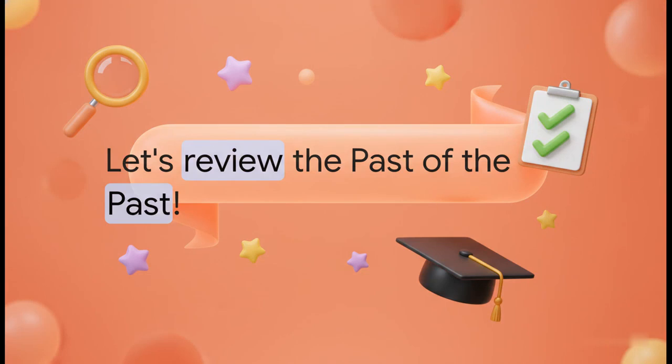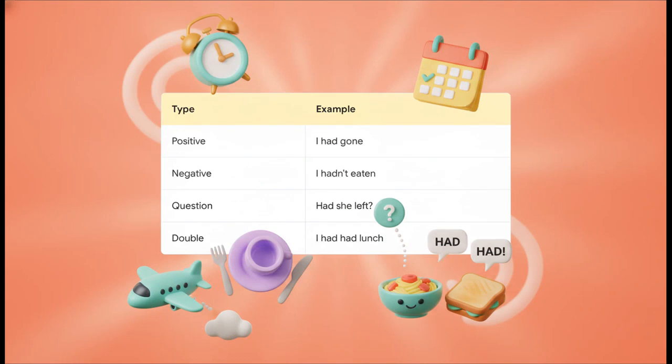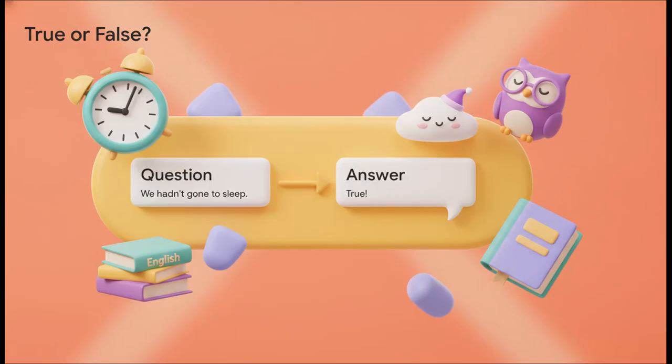You've learned so much today, so let's bring it all together. This is your master guide to the past perfect. For a positive story, it's subject plus had plus the third form. I had gone. For a negative, add not. I hadn't eaten. To ask a question, flip the order. Had she left? And don't forget our funny double friend for meals and routines. I had had lunch. Let's do a couple final quiz questions to lock this in your memory.